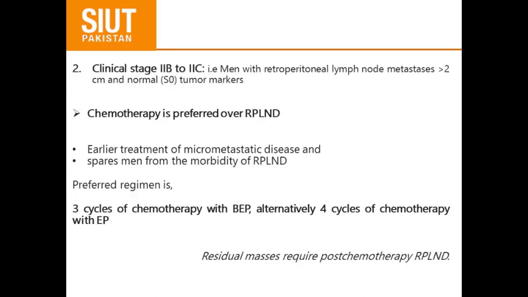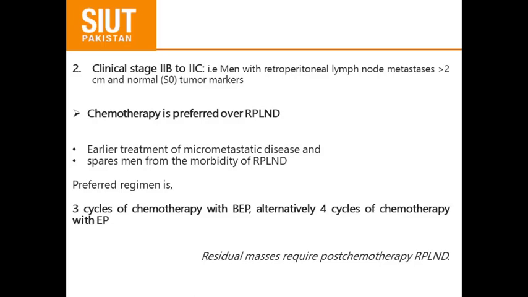Now, for clinical stage 2B to 2C disease, with men with retroperitoneal nodes more than 2 cm but still S0 tumor markers, chemotherapy is preferred over RPLND. This is because chemotherapy provides earlier treatment of micrometastatic disease and spares men from the morbidity of RPLND. The regimen is again 3 cycles of BEP, alternatively 4 cycles of chemotherapy. Again, even after we go for chemotherapy, if there are residual masses, we go for RPLND.